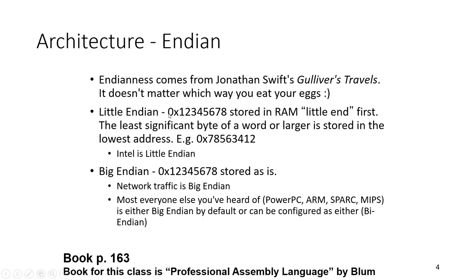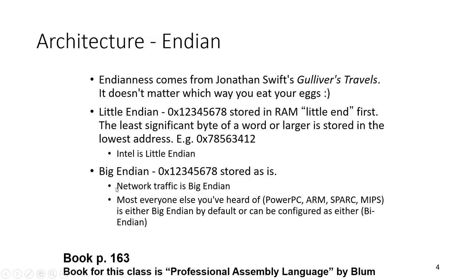So there are two types of arranging the bytes in memory, that is little endian and big endian. Let's take the example 12345678 in hex. In little endian, the least significant byte of a word is stored in the lowest address. That is, if memory is increasing from left to right, the starting 78 is stored in the first memory, 56 in the second memory, 34 in the third, and so on.